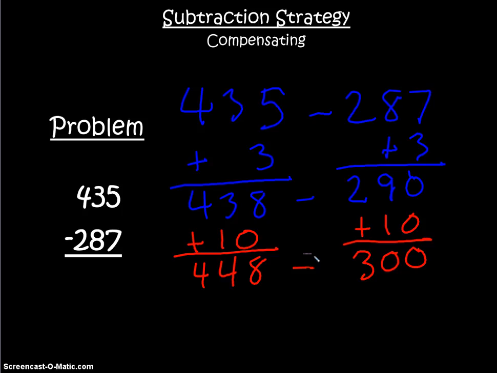And now this problem becomes very simple. I can do 448 minus 300 in my head. All I have to do is take away from the hundreds place. 448 minus 300 is 148. So my answer to 435 minus 287 is 148.